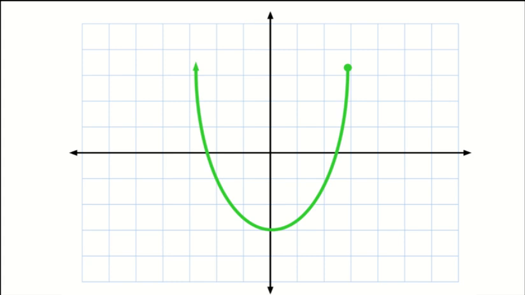What about this one? This looks like a function? If I draw a vertical line, my line's not perfectly straight, but close enough. How many places is it touching? Where? Just one time. Just touching that green once, right? So that one is a function.